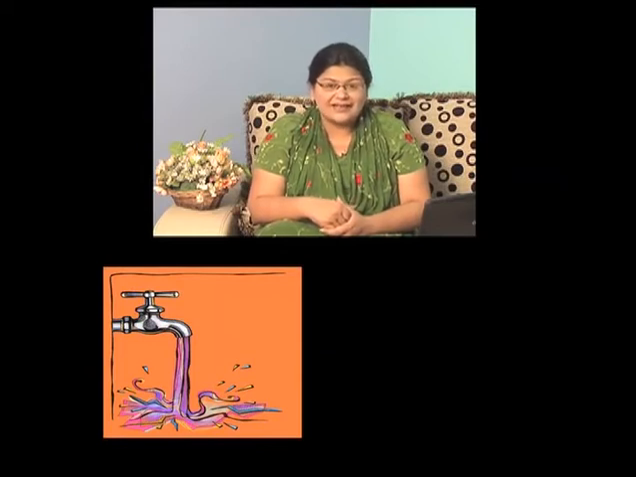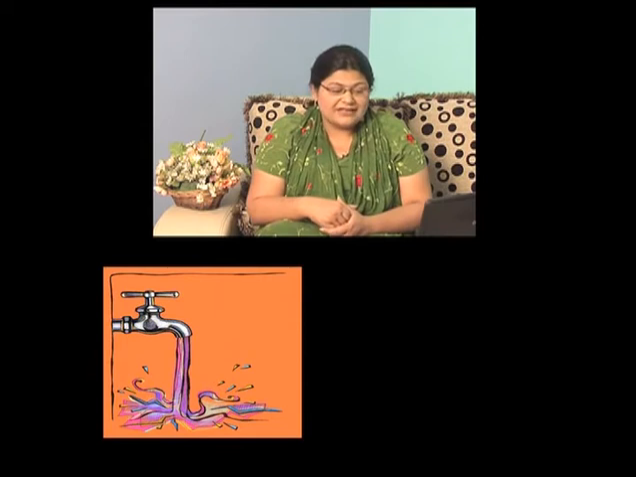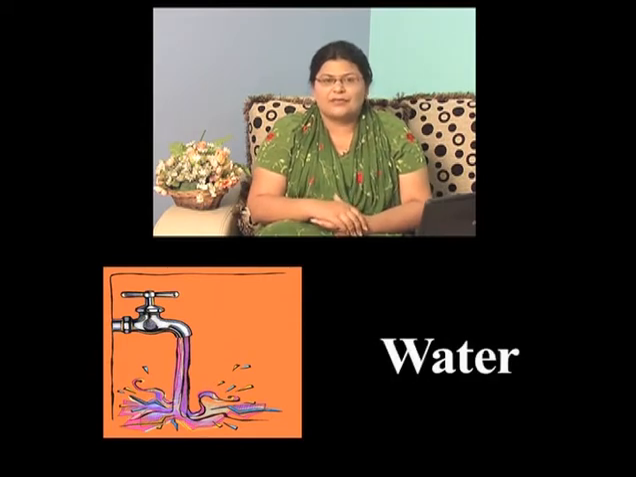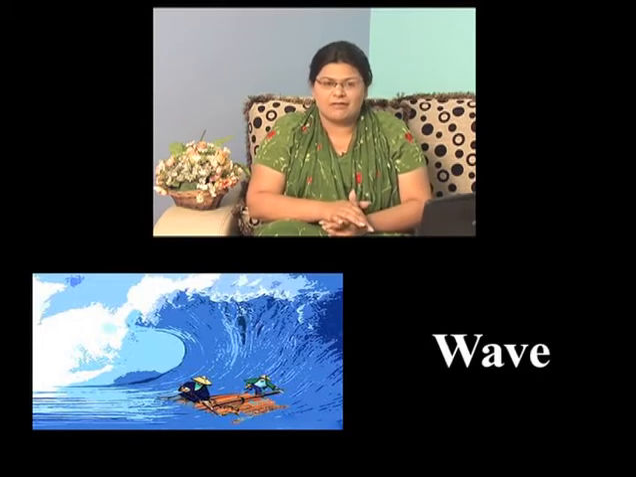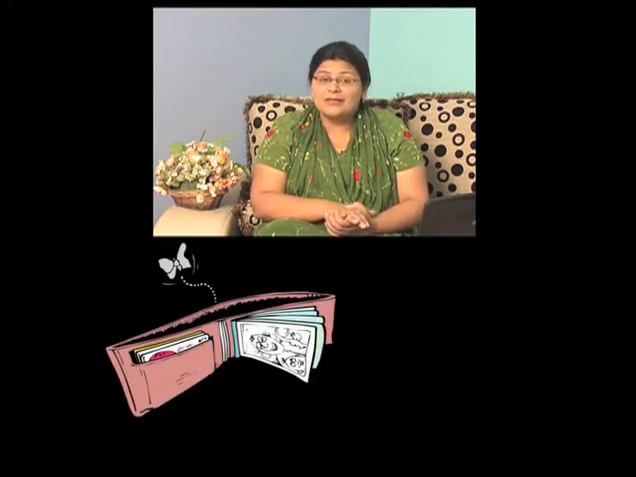Look at the first picture, please. In this picture, you see a tap and something flowing out of it. What is that? You're right. It is water. Next, there's water in the picture again, but I would associate this picture with a different word. What is it? Yes, you're right. Wave. Wave, meaning leher.